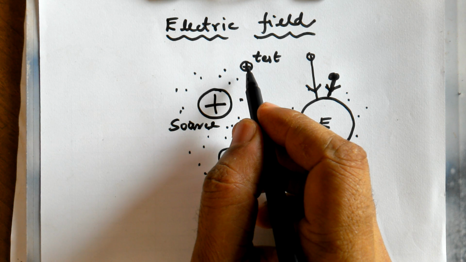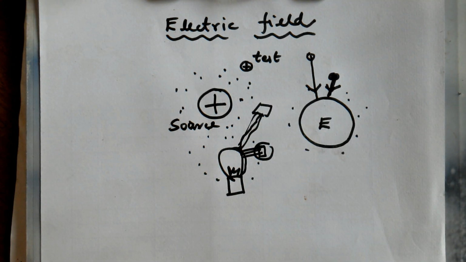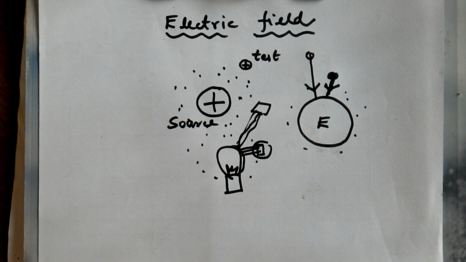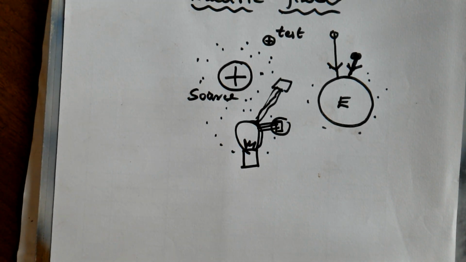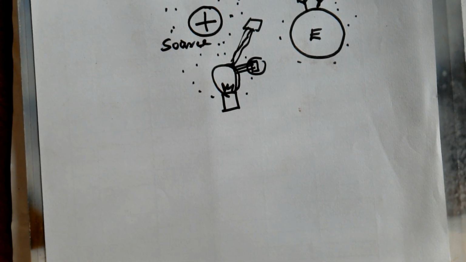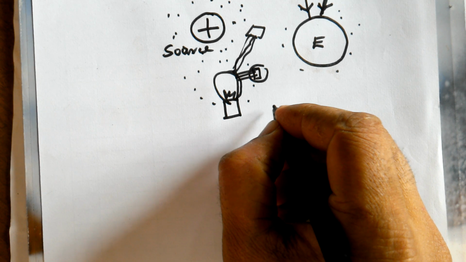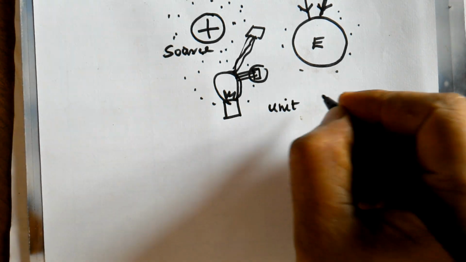Sir, what should be the value of the test charge? Usually, test charge is taken as a unit positive charge, plus 1 coulomb. Sir, it should be always plus 1 coulomb? Need not be. It can be anything. But when you write the definition, you should take plus 1 coulomb. So, test charge is unit positive charge.